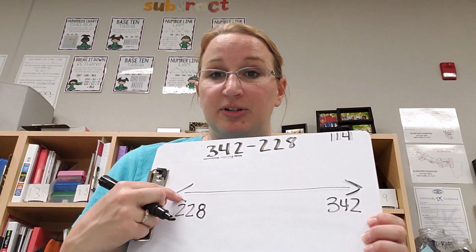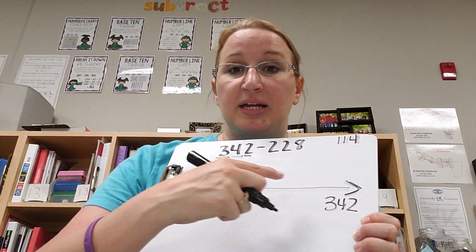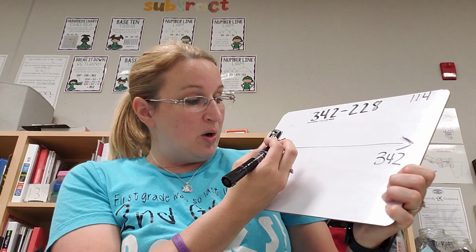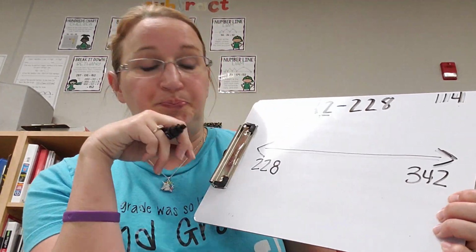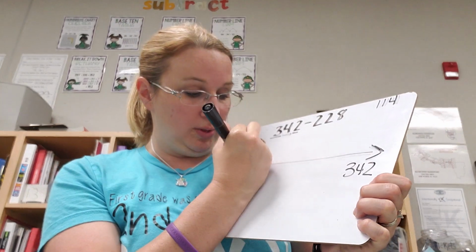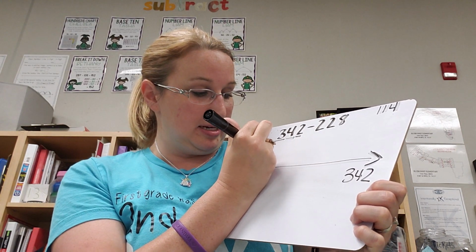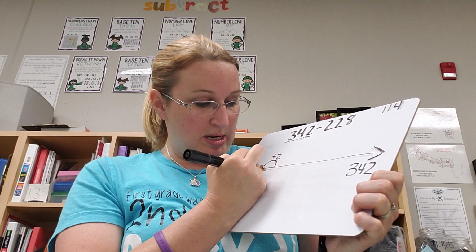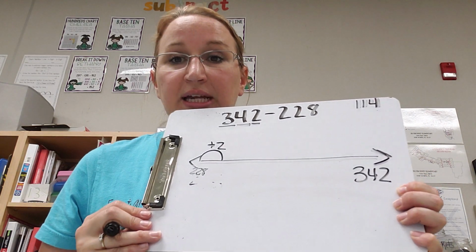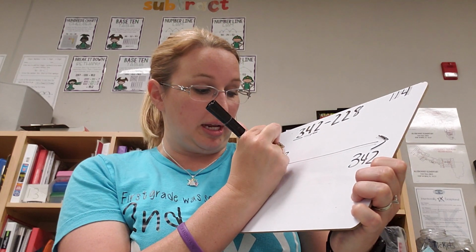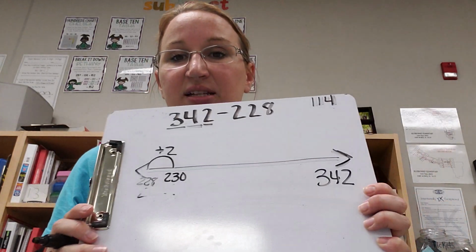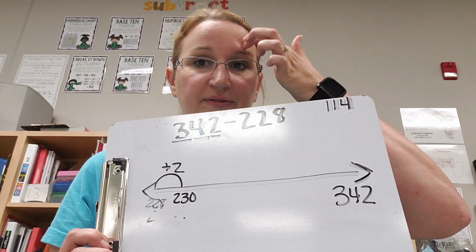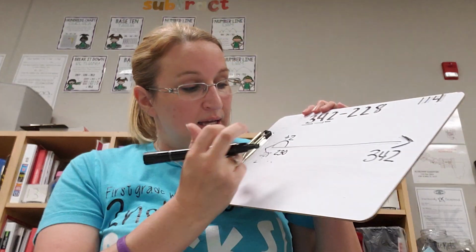So I'm going to try to get from 228 to 342 just by using some math that I have in my head. Well, I know getting an easy 10. I know if I add 2 to 228, I'm going to get 230. It's just easier to add with zeros sometimes, and so I always want to try to find that friendly 10.